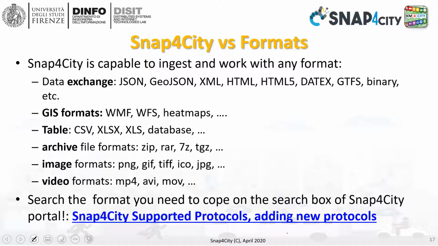So the Snap4City is also compliant with the many formats like JSON, GeoJSON, XML, HTML, HTML5, DATEX. DATEX is typically for transport system, GTFS for transport system, etc. So we are compliant with almost all formats. Are not reported all here because it's not possible to do it. So you can go at this link, follow this link to have more details, or drop us an email if you have some doubts about the possibilities of using a certain format inside the platform.